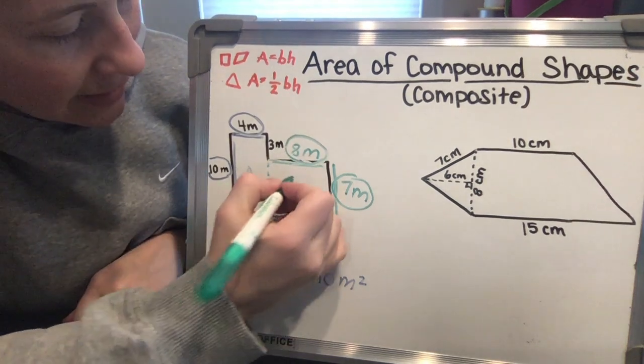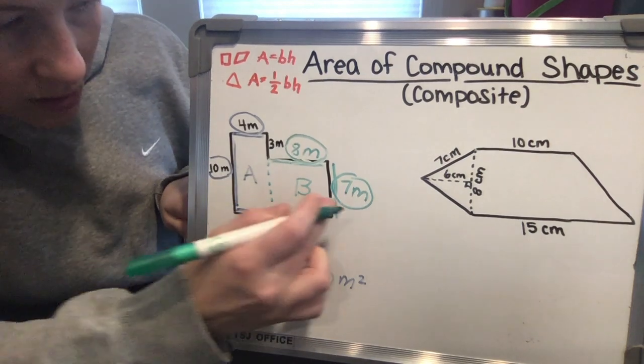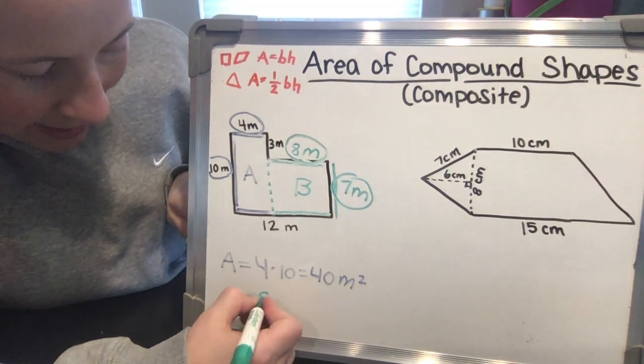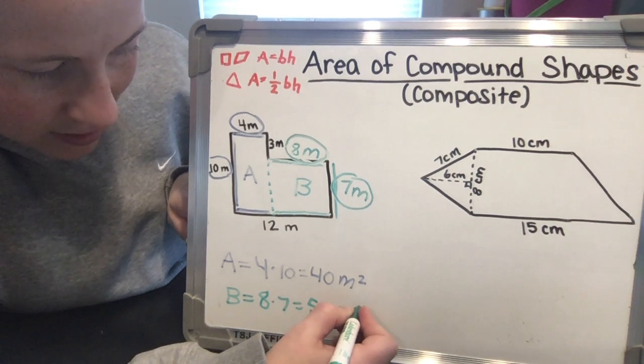Now that I have what I need, I'm going to call this shape B. So I'm going to say B equals base times height, so 8 times 7, which is 56 meters squared.